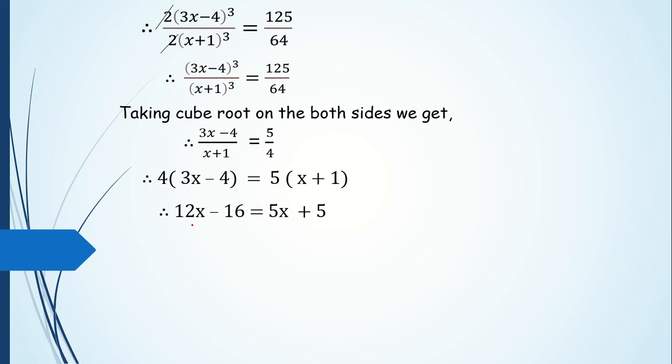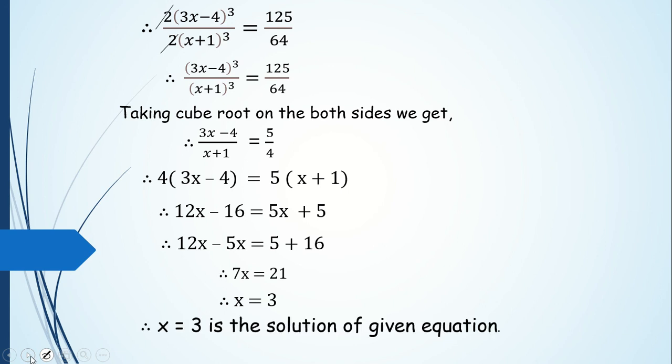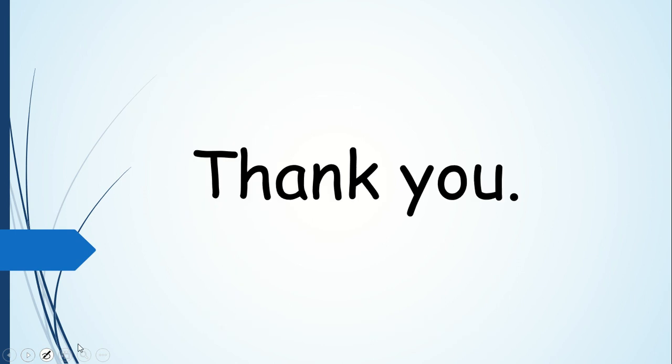Now bring the 5x this side, will become minus, and 16 that side will become 5 plus 16. So 12x minus 5x is equal to 5 plus 16. So that's 7x is equal to 21. Therefore x is equal to 21 upon 7. x is equal to 3. x is equal to 3 is the solution of the given equation. That's the final answer. And with this we have finished with 4.3 practice set.